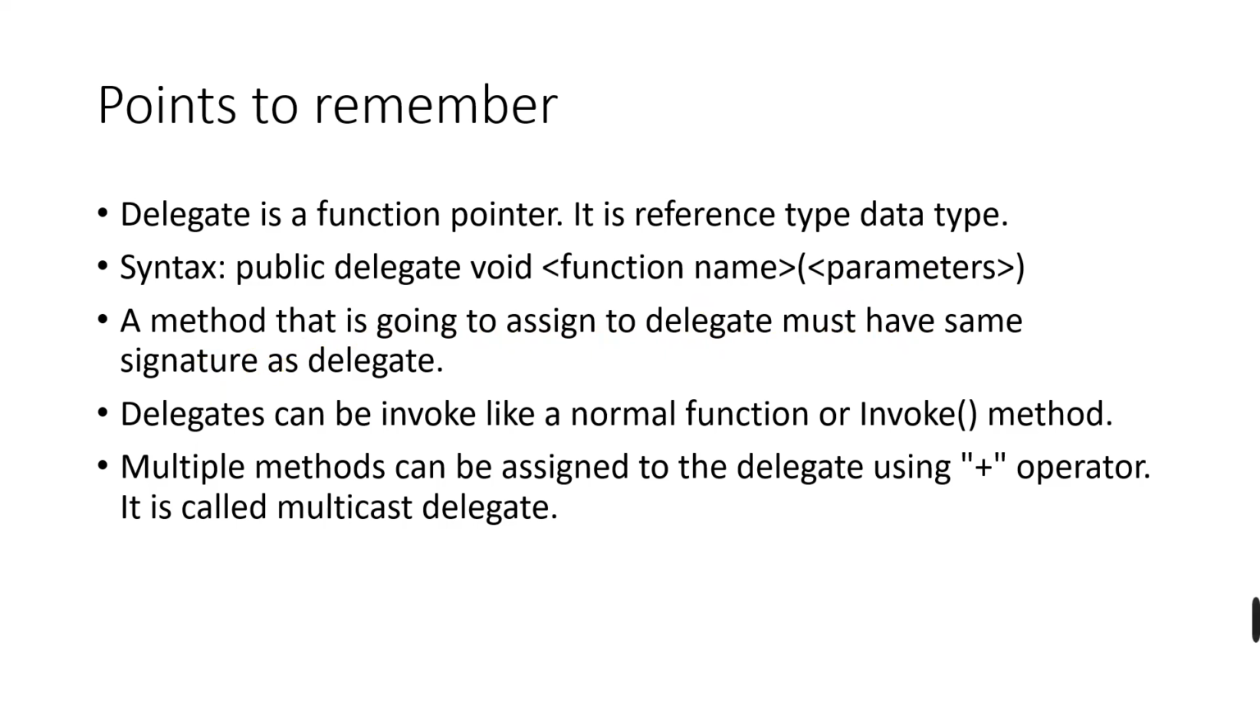Delegates can be invoked like a normal function or with the Invoke method. We can directly call the delegates, or we can call Invoke along with the delegate object, that means abc dot Invoke and then the parameters. Multiple methods can be assigned to the delegate using the plus operator. It is called a multicast delegate. Suppose you need to call multiple functions through a single delegate, then you can concatenate using the plus sign, and the delegate will do its task. This is called a multicast delegate.